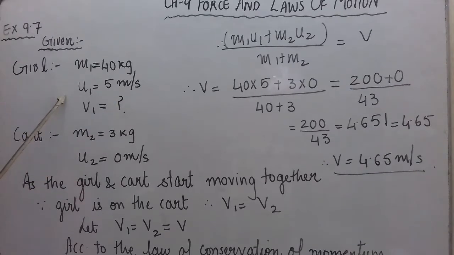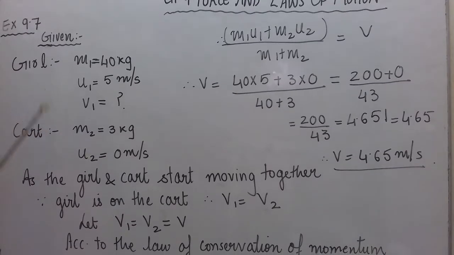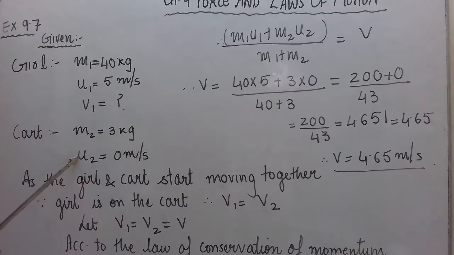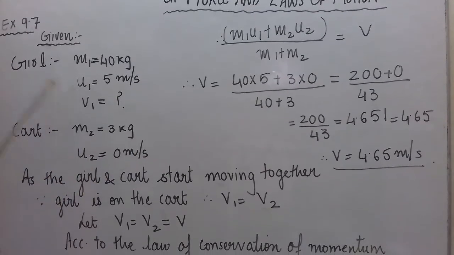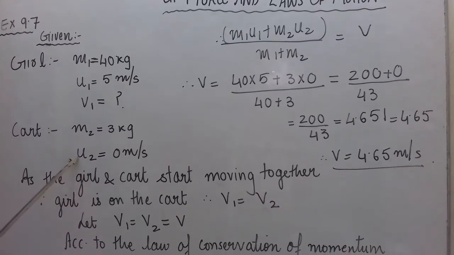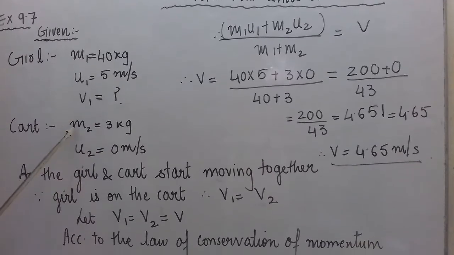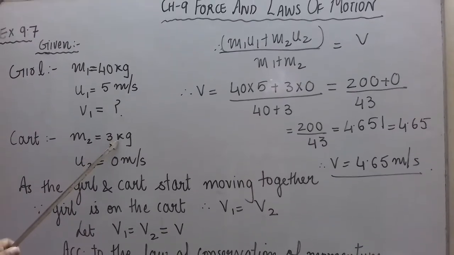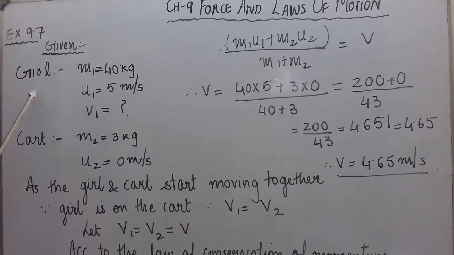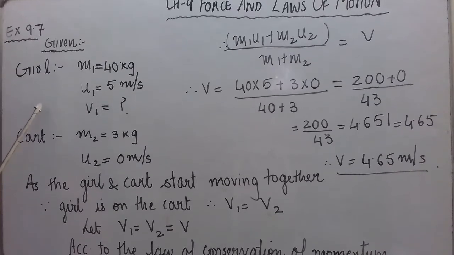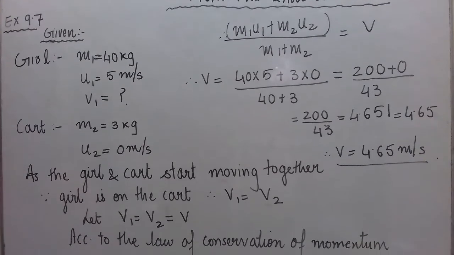She jumps onto a stationary cart with frictionless wheels. So for the cart, it is initially stationary. So here U2, the initial velocity, is 0 meters per second. This girl jumps on a cart which is stationary, so its initial velocity is 0 meters per second. The mass of the cart is 3 kg, so let us write M2 is 3 kg. What is her velocity? It means the girl's velocity as the cart starts moving. Assume that there is no external unbalanced force working in the horizontal direction.